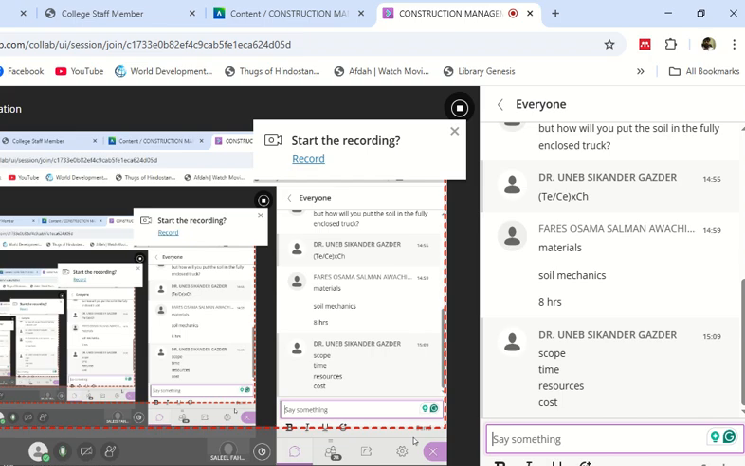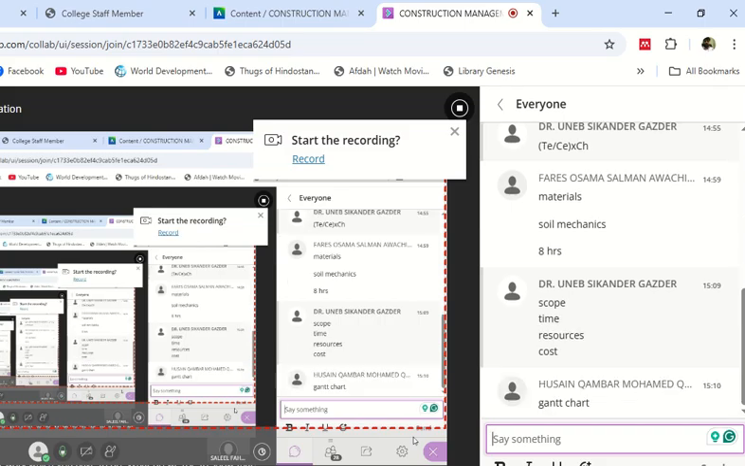What is that? What diagram or chart is used to show the scope of work, the total work which you have to do? What do we use to show that? Gantt chart, yes, very good.